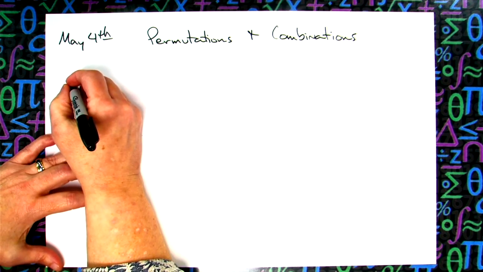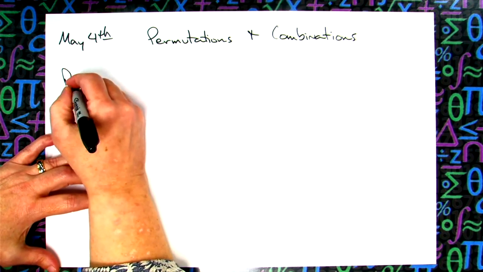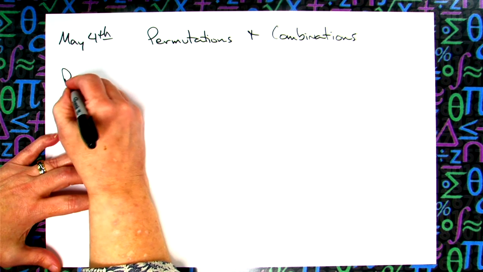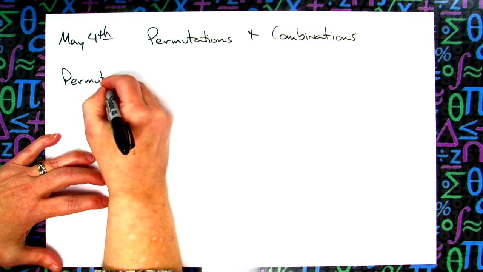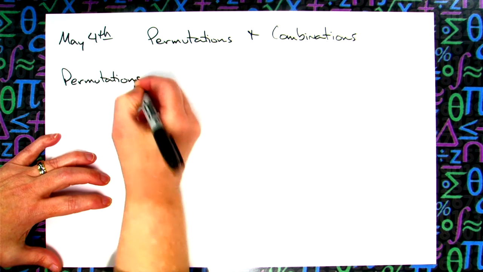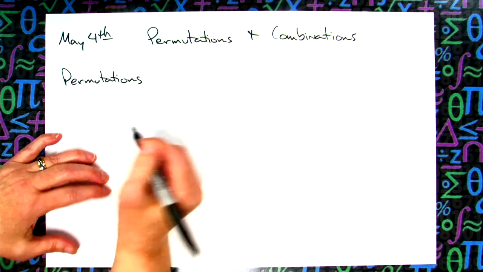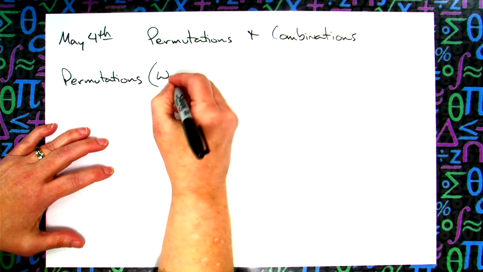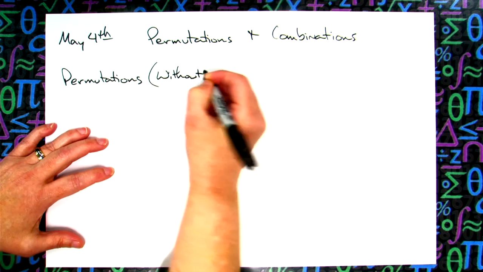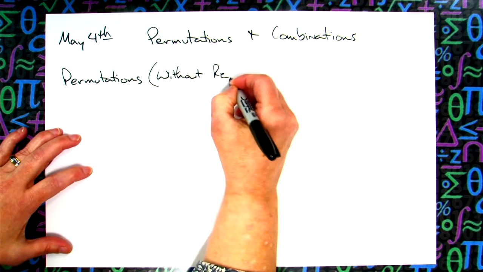Now, our permutations are without repetition. We kind of talked about the with repetition, without repetition, with replacement, without replacement, that sort of stuff before. So your permutations are going to be, for the most part, we can say without repetitions.